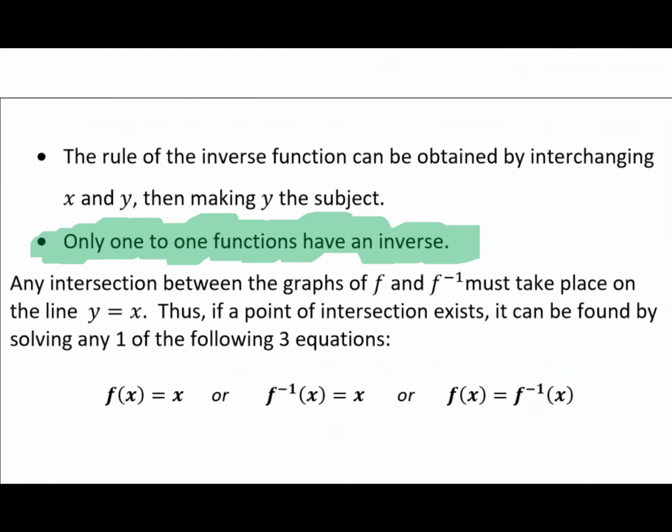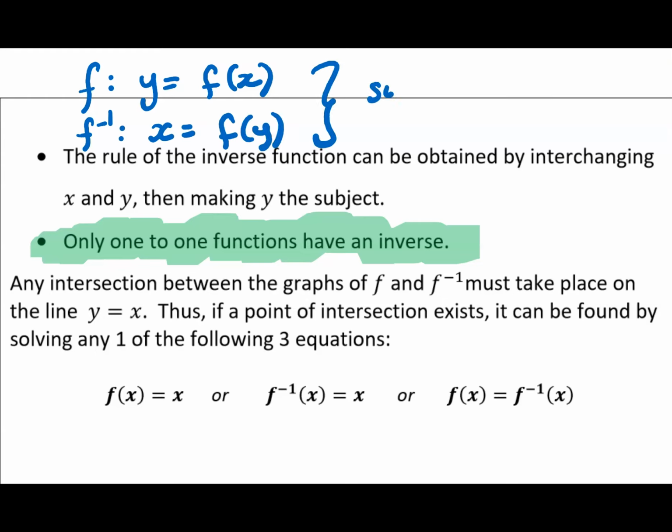So in summary for today, we know that we can find the rule of the inverse by swapping x and y and making y the subject. The way that we write this is to say f is such that y is equal to f of x. The inverse function is such that x equals f of y. So that's how we literally say swap x and y. We need to make y the subject and then replace it with f inverse of x.